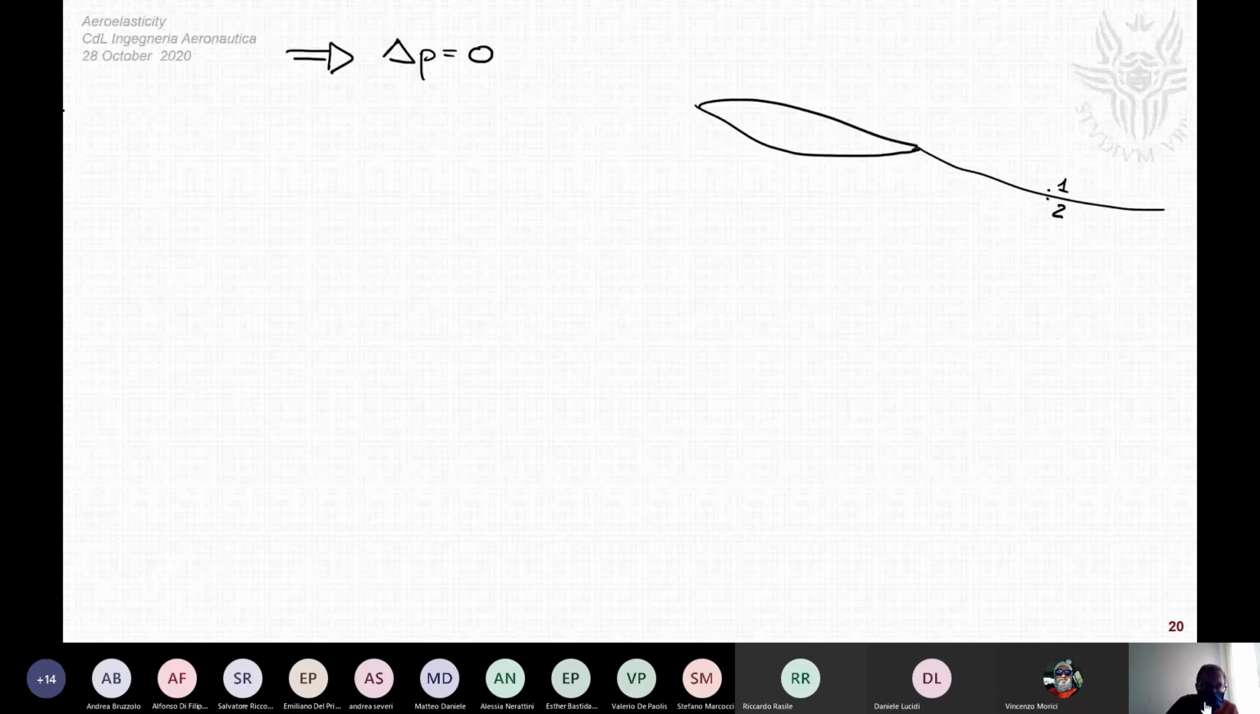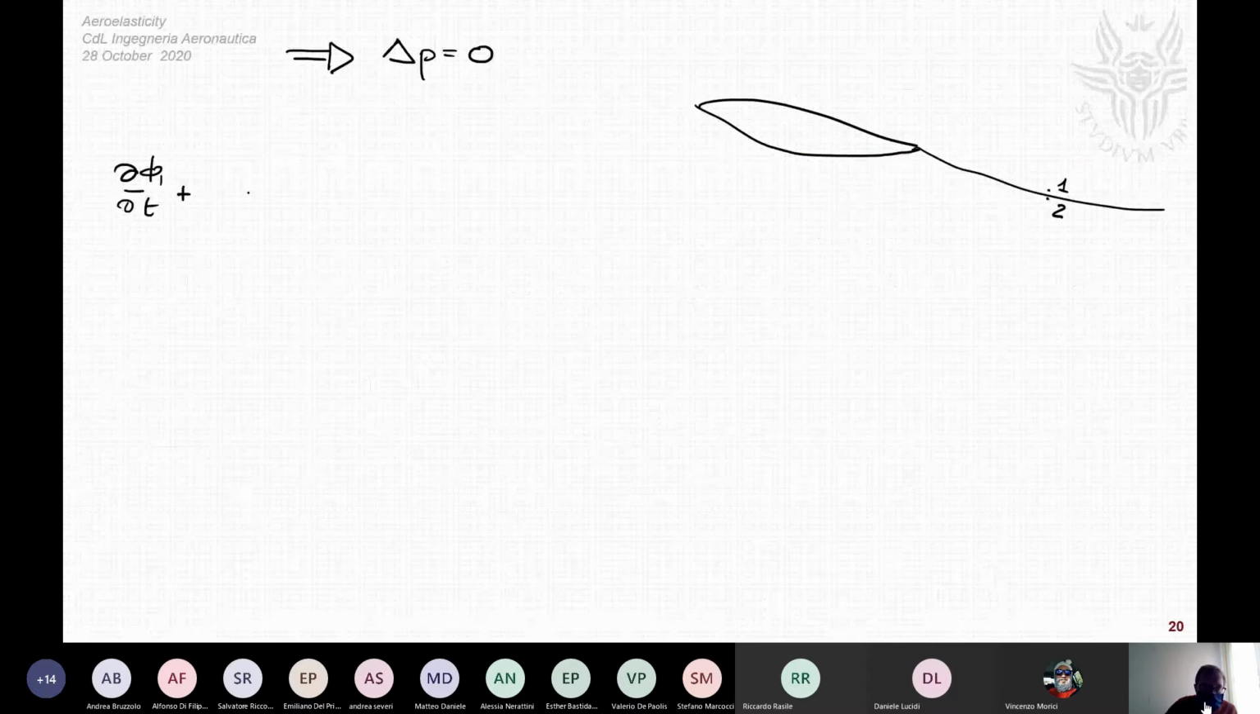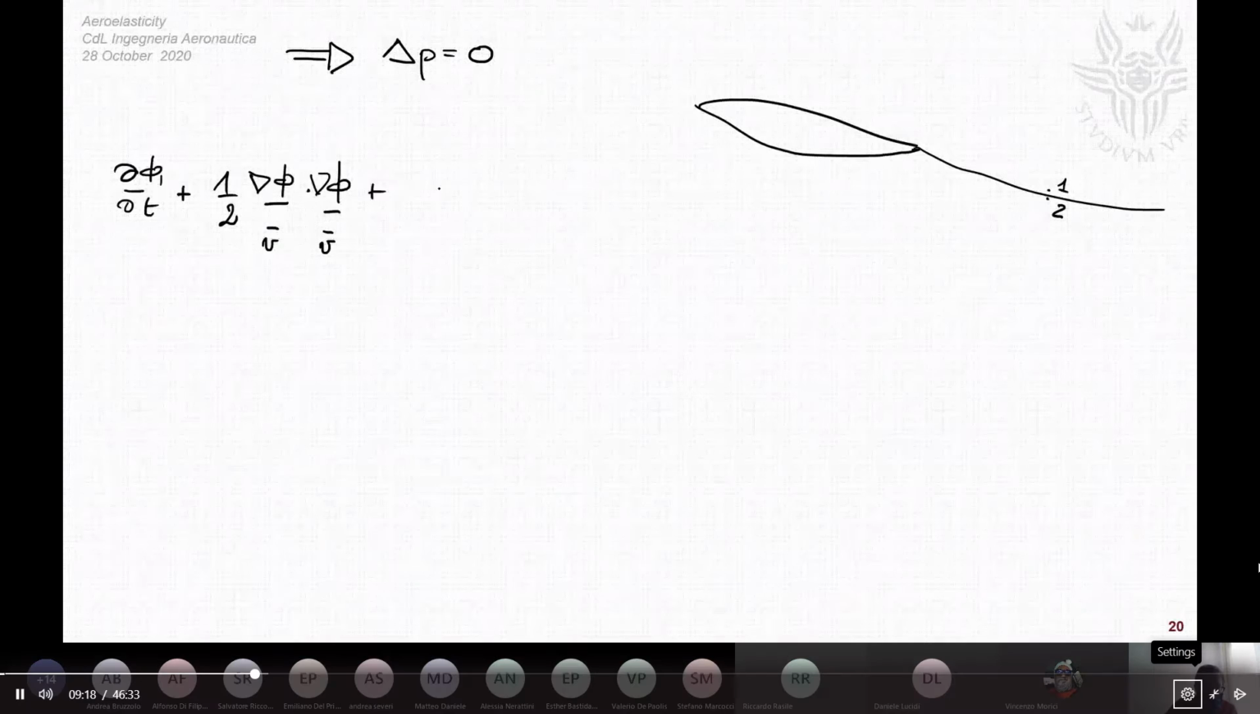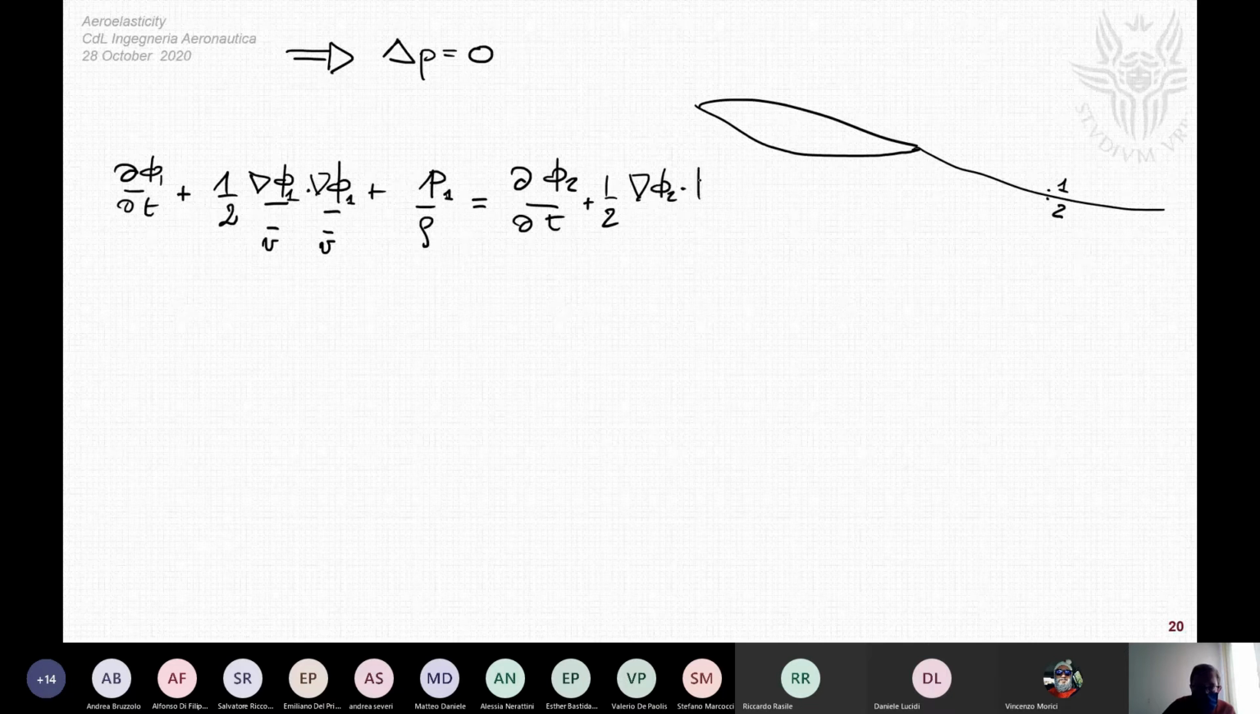So here in point 1, you have the Bernoulli theorem in this form: the partial derivative of phi1 with respect to t, plus 1/2 the gradient of phi dot the gradient of phi, the velocity, this is v dot v, plus p on rho in the point 1, so we have p1, phi1, and this is identical to the partial derivative of phi2 with respect to t plus 1/2 gradient phi2 dot gradient phi2 and plus p2 on rho.